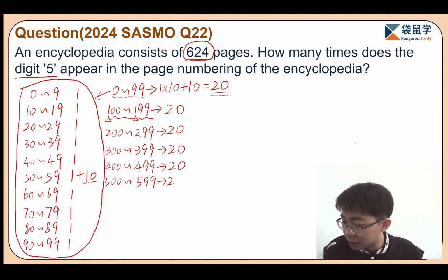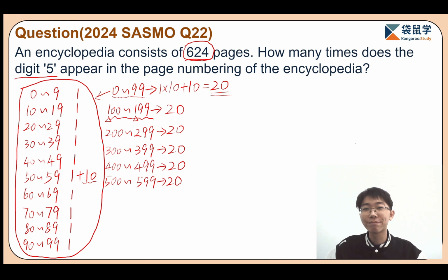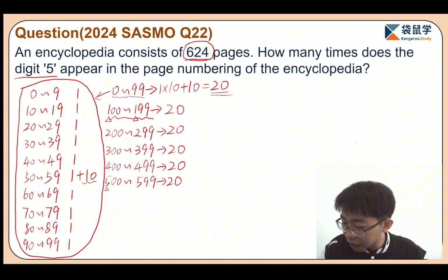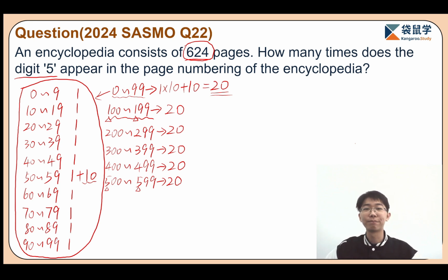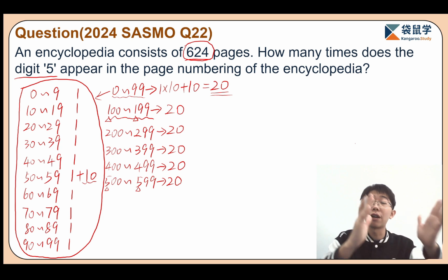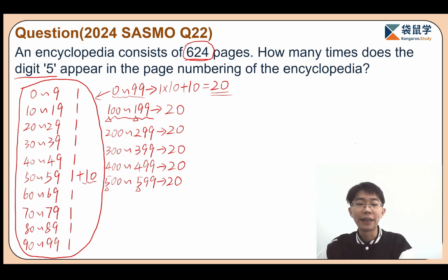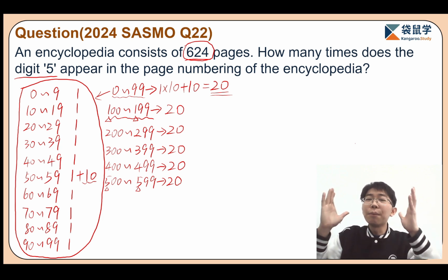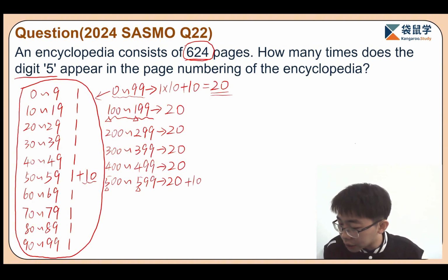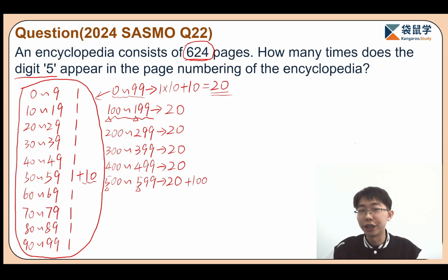This time, does it still have 20? No, because this time, in each 100 digits, we have a 5 here. Now, in total, how many numbers are there from 500 to 599? There are 100 numbers. Each number has a 5 in front. So we need to add an extra 100 for the 5 in the 100 digits.